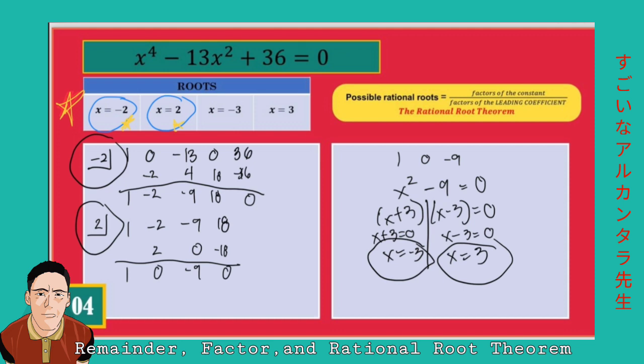Now, here's the thing. If you want to do continuous synthetic division 3 times, there's no one stopping you. Like, you can still do synthetic division with 1, 0, -9 using any of the 2. And you will see you'll still get the same answers. That's how these kinds of concepts work. There are different kinds of solutions. Okay, so I hope you guys understood how remainder theorem, factor theorem, and the rational root theorem works.